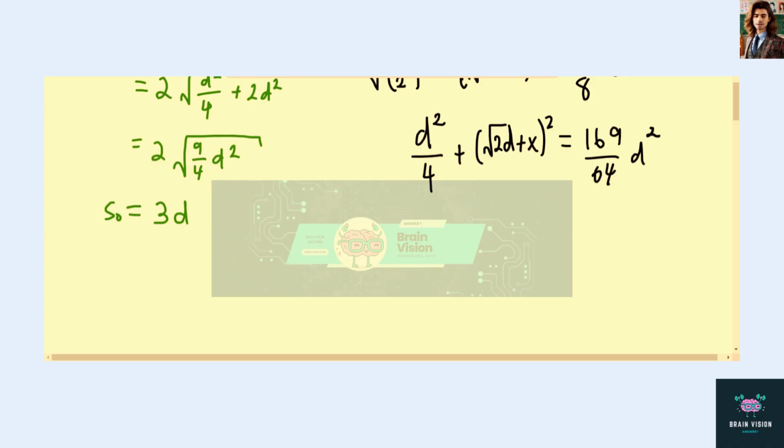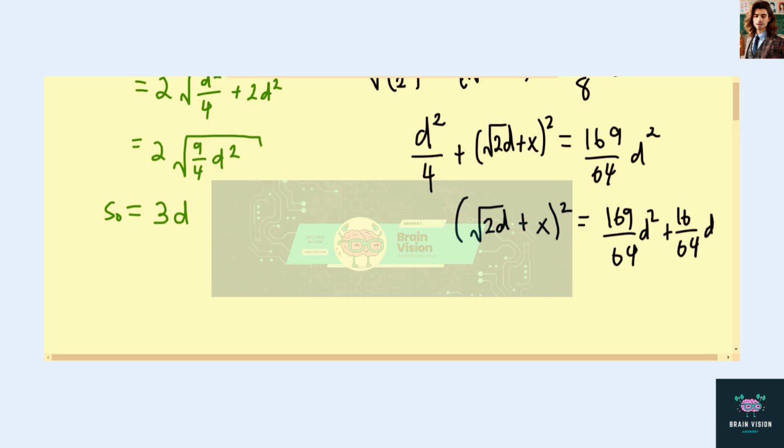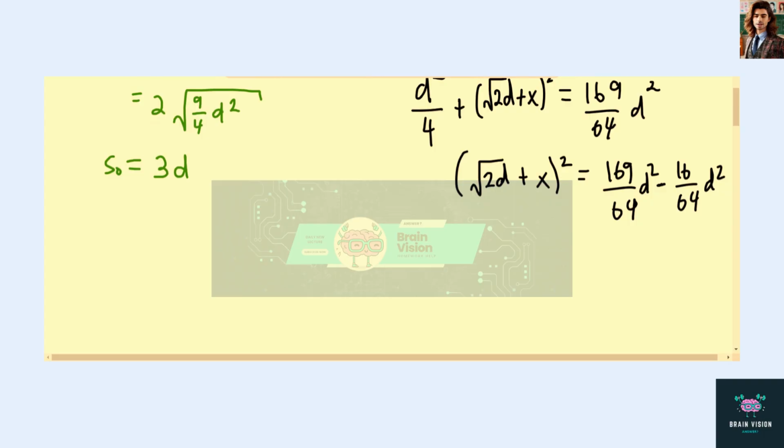And then we can bring the d squared over 4 to the other side. We know that we're going to have to make that over 64. So that's going to be 16 over 64 instead of 1/4. Oh, and that's going to be a minus. So 169 subtract 16. That is 153. So we get 153 over 64 d squared.